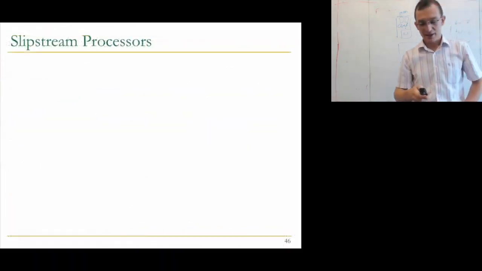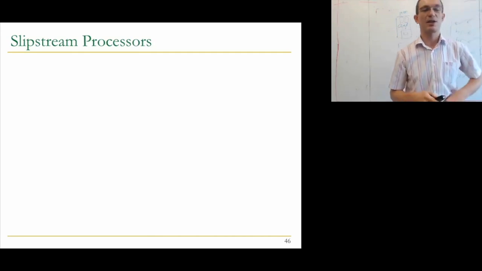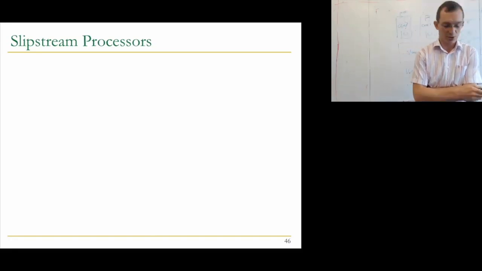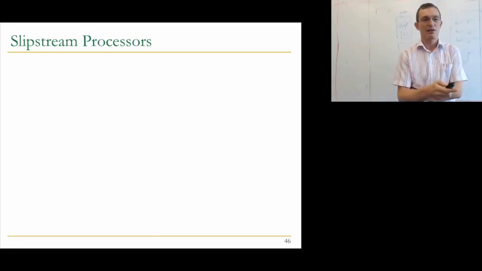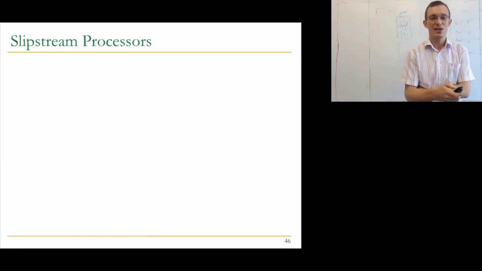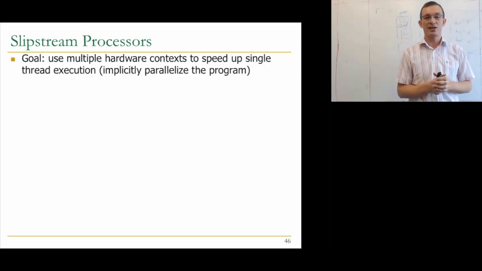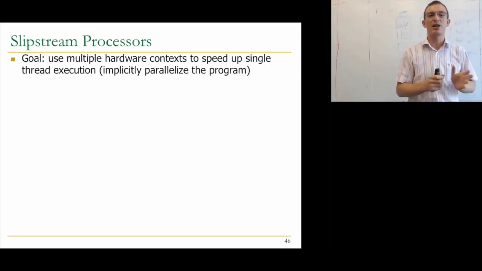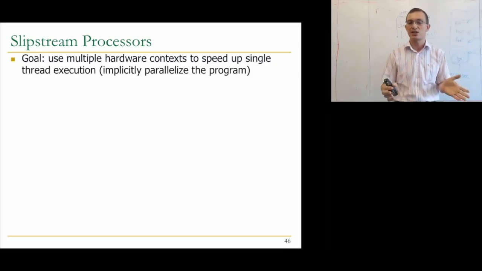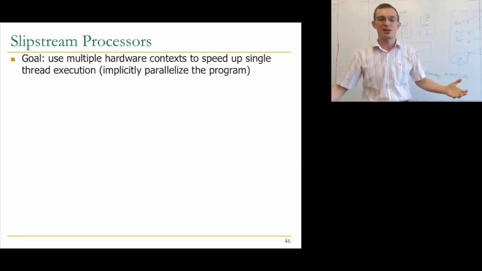Okay, we're back. We're talking about speculation and speculation to speed up a single program. And I'll cover two techniques that were proposed to do this. One is Slipstream processors. Slipstream processor is an interesting technique. Basically, the goal is similar to many thread-level speculation approaches, to use multiple hardware contexts to speed up single-thread execution. This is also called implicit parallelization, right?